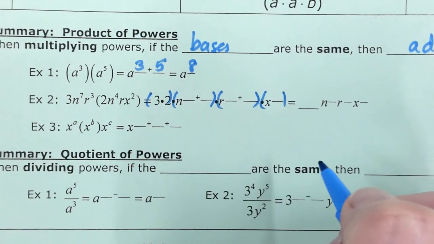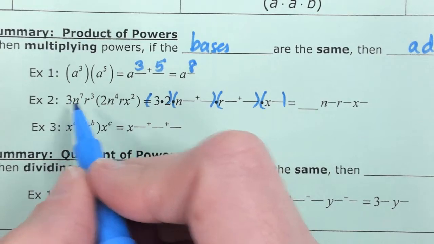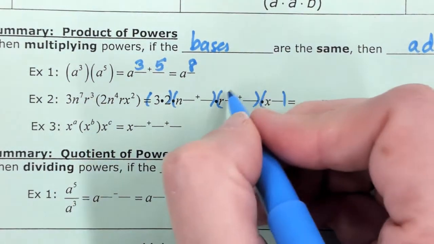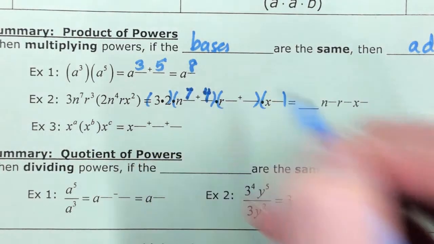Kind of like that, to group up the things that are the same. So I have 3 and 2, so the numbers go together. I have n to the 7 and n to the 4, so that's going to be n to the 7 plus 4.